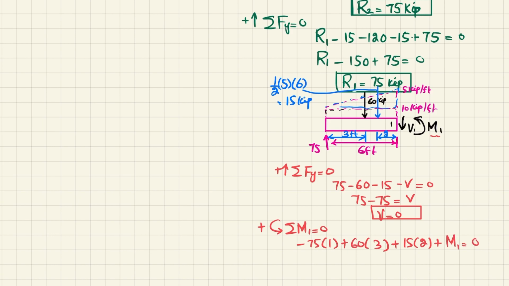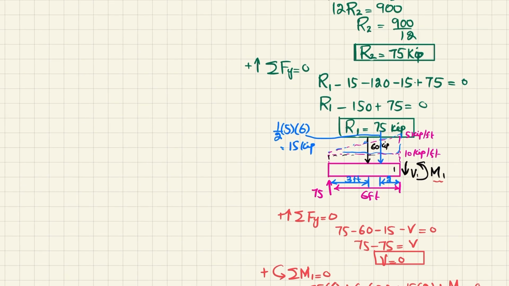So M1 is equal to 0. When you solve this, you will get this moment equal to 75 into 6, this distance is 6, not 1. So it will be equal to 450 minus 180 minus 30. So moment M1 will be equal to 240 kips into feet.